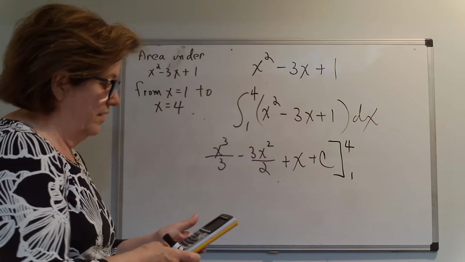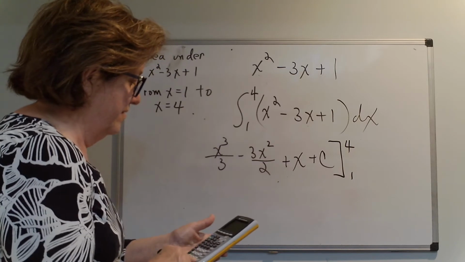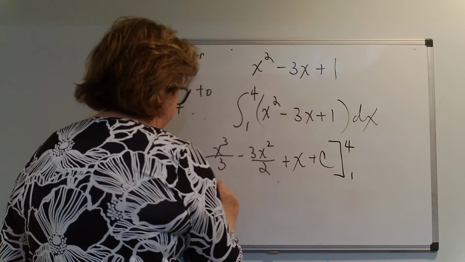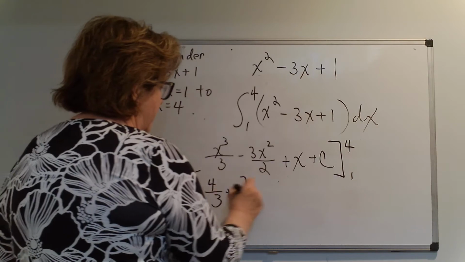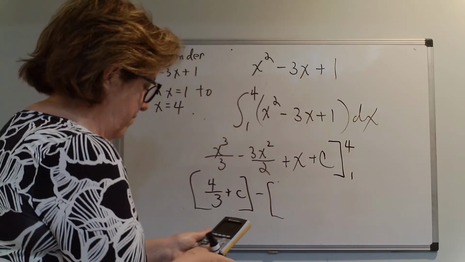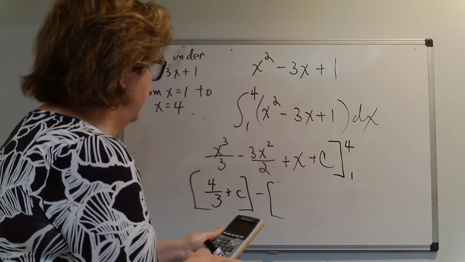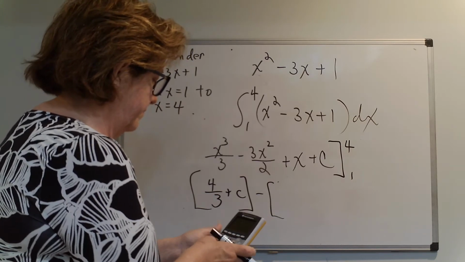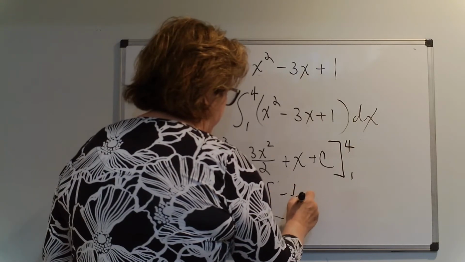So what it looks like what I get is 4/3. When I put in a 4 in here, I get 4/3 plus c. When I put in a 1, I have 1/3 minus 3/2 plus 1, and I get minus 1/6 plus c.